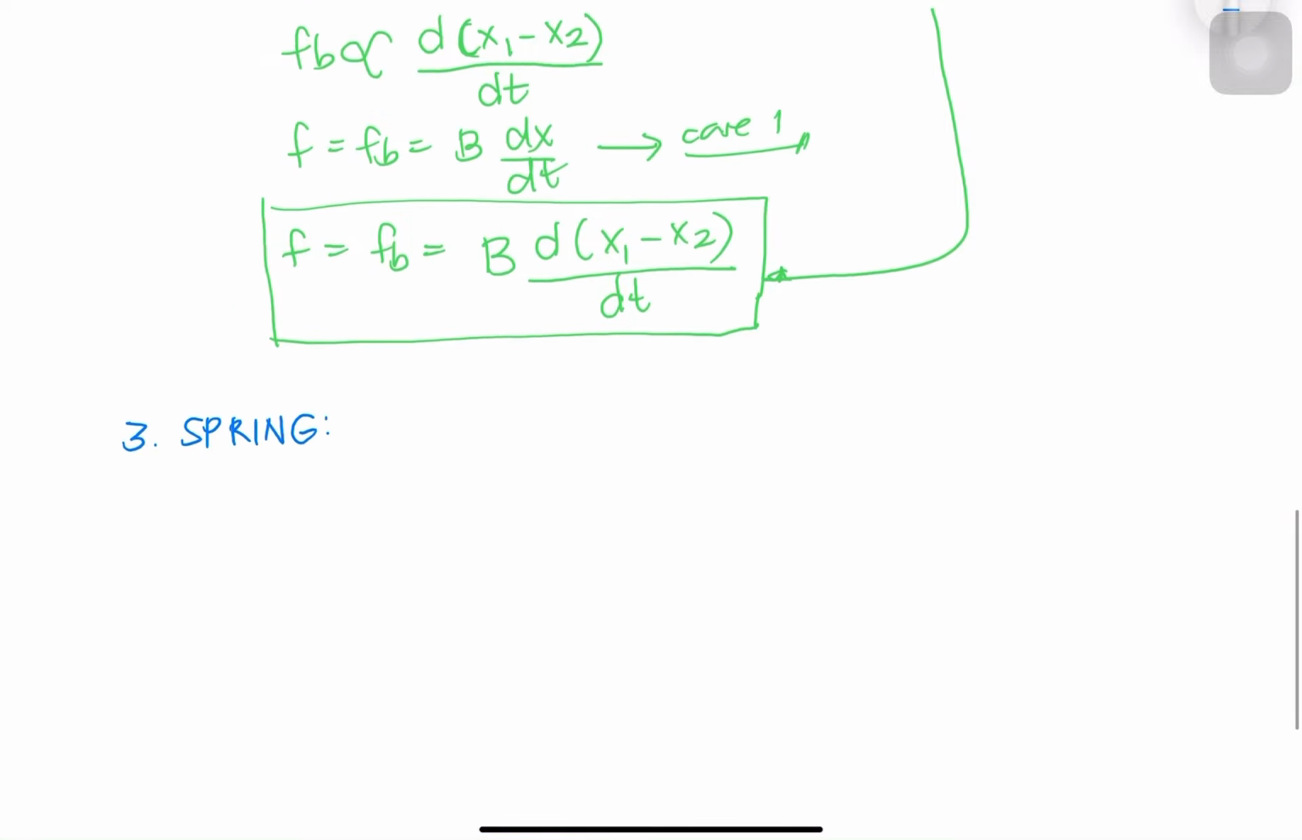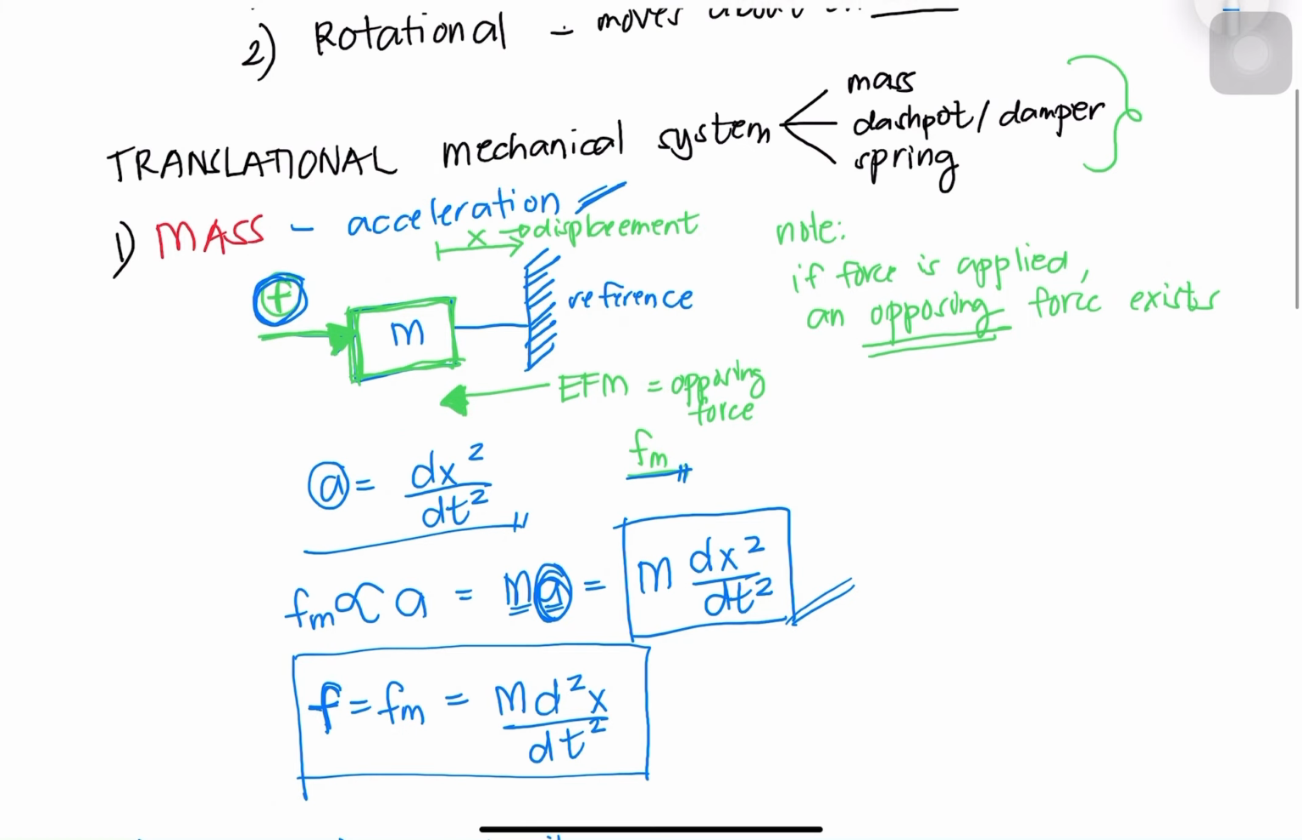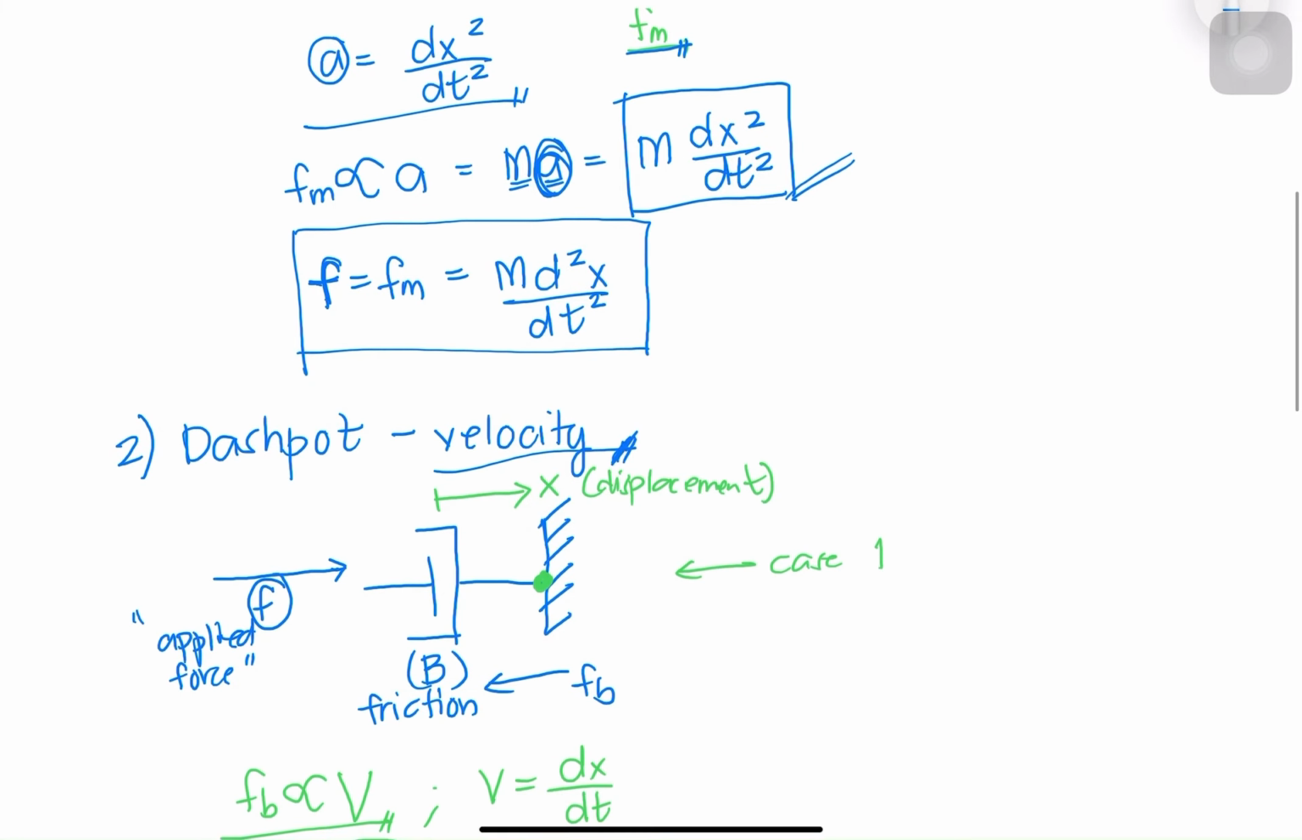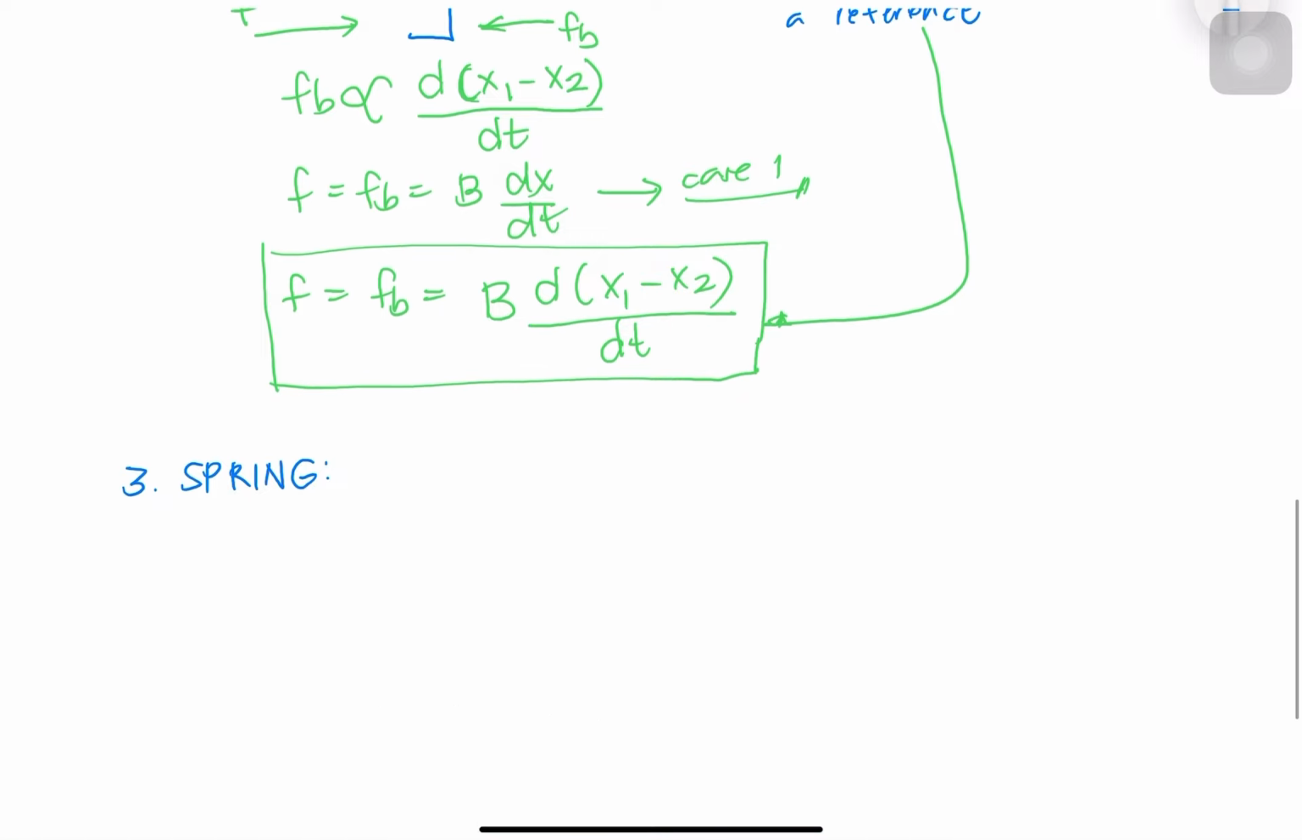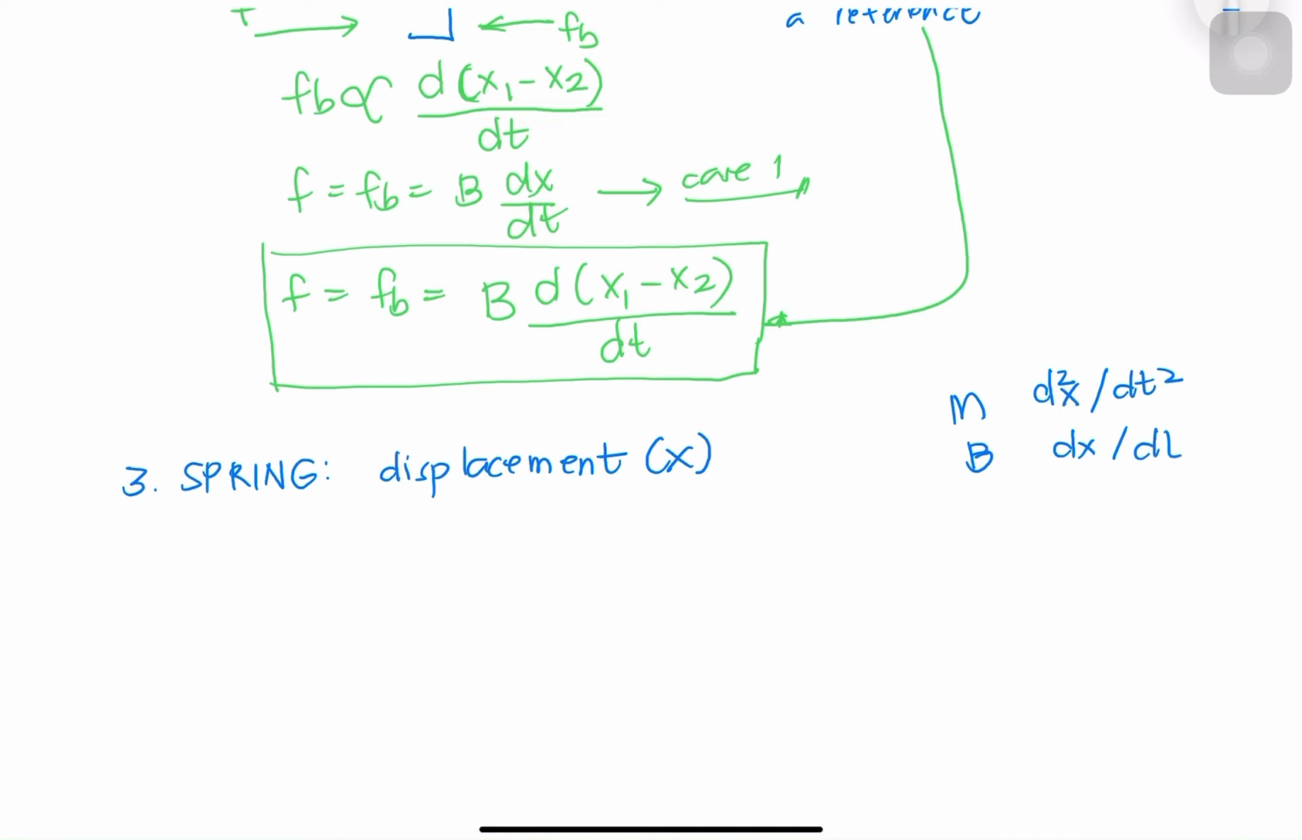So, if mass is a function of acceleration and dash pot is a function of velocity, spring is a function of displacement. So, displacement, yun lang yung x. So, paunti ng paunti. So, for mass, we have acceleration. For dash pot B, we have velocity. For spring or K, elasticity, we have x.